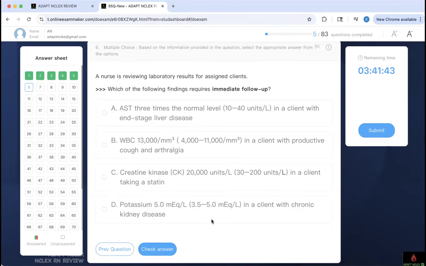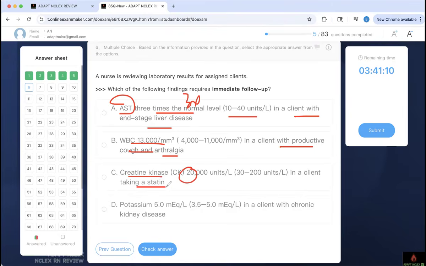Which of the following findings require immediate follow-up? The next is reviewing laboratory results for an assigned client. The way to answer this kind of lab value question is you may see expected lab values, but see which one is the worst. Then you go one by one, you break them down. AST is three times the normal value in a client with end-stage liver disease. Is that what you should expect? The WBC is 13,000 in a client who has a productive cough and arthralgia. Creatinine kinase of 20,000 in a client taking a statin, and a potassium of 5.0 in a client with chronic kidney disease.